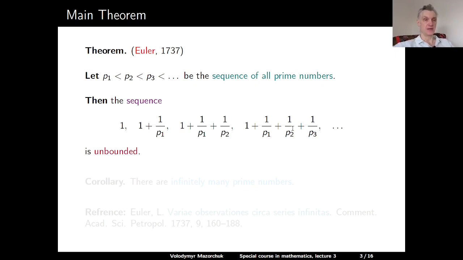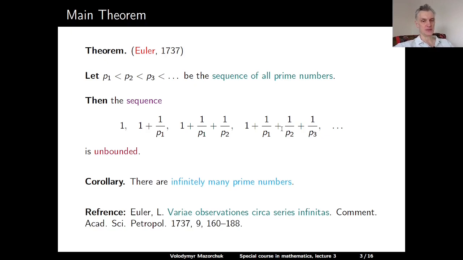And if we can prove this theorem, then we of course have as a natural corollary that there are infinitely many prime numbers. If there were only finitely many prime numbers, the sequence would become constant after a finite number of steps, so it cannot be unbounded. But the claim is that it is unbounded, and so there are infinitely many prime numbers. The reference for this theorem is Euler's paper from 1737, which is called Variae observationes circa series infinitas.